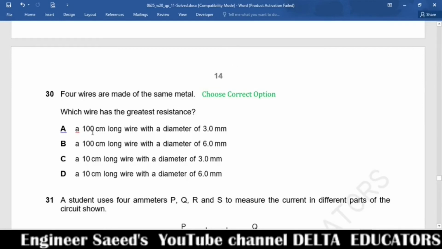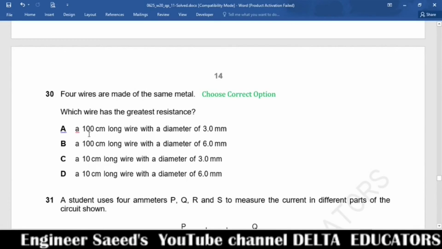Option A, a 100 centimeter long wire with a diameter of 3 millimeter. Option B, a 100 centimeter long wire with a diameter of 6 millimeter. Option C, a 10 centimeter long wire with a diameter of 3 millimeter. Option D, a 10 centimeter long wire with a diameter of 6 millimeter. In A and B we see that the length of the wire is 100 centimeter. In C and D it is 10 centimeter.